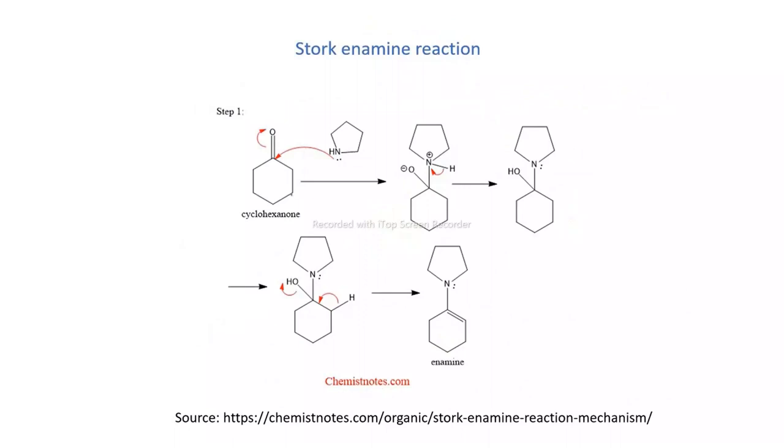Here we treat a keto compound with a secondary amine under acidic conditions. It will form this type of intermediate: the nitrogen lone pair will attack the carbonyl, proton exchange will happen, and we will get this intermediate. After that there will be loss of water, so we get an ene and an amine, a double bond and an amine. That's why I call this an enamine.